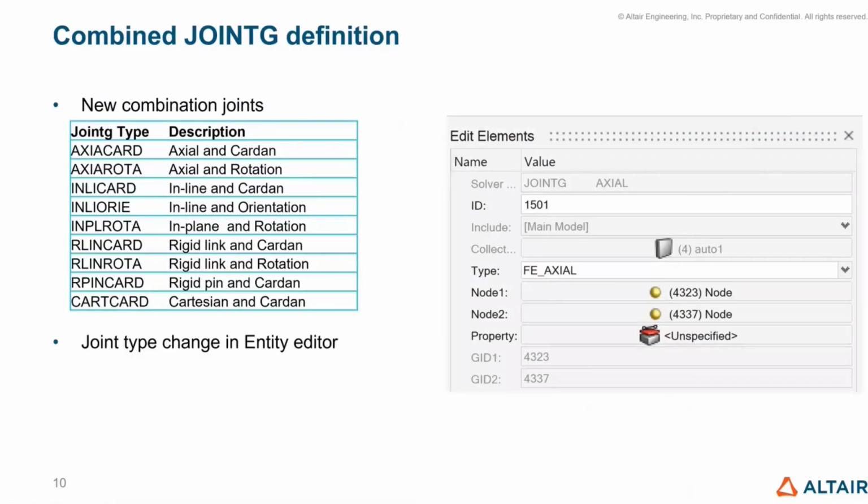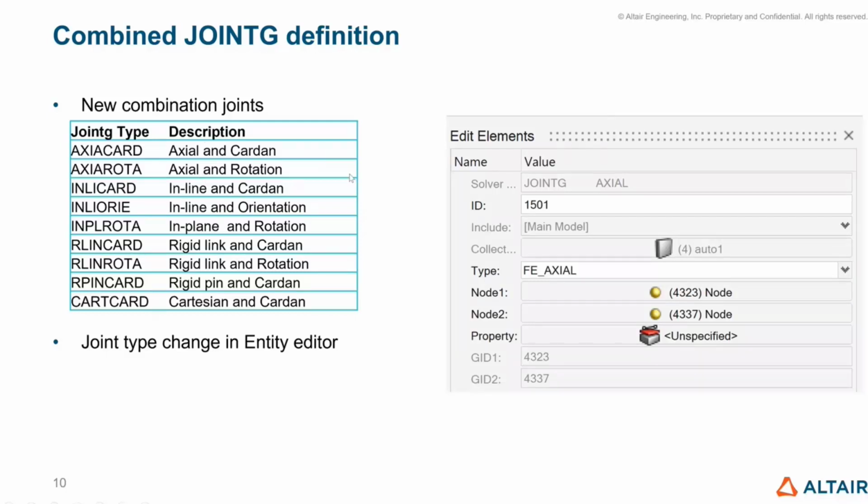Combined joints. As we are progressing with every release, we have been enhancing the joint definitions within the OptiStruct interface. As part of the 2022.1 release, we have added this list of combination joints. I've listed those combination joints here along with the description. And these joints can be defined via panel.